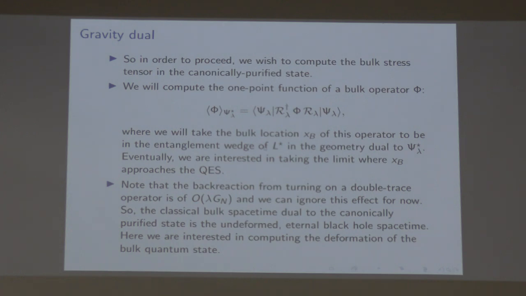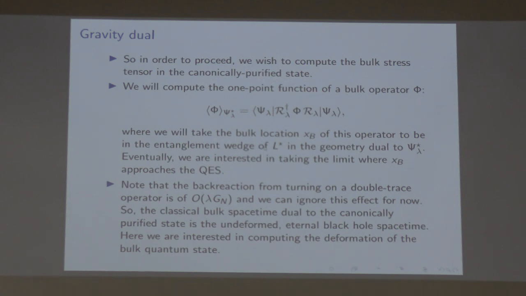Now, you could take this operator to be wherever you want. At the end of the day, I'm interested in the stress tensor at the quantum extremal surface, but I'm going to get there by taking a limit. For demonstration purposes, I take the position of this bulk operator to be on the L star side, namely the side where you're acting with this reflection operator, the side that's being canonically purified. And I'm going to take the limit as this operator approaches the quantum extremal surface. That's where I'm going to see the shock, not away from it. So I start with some operator on the L star side, and then take the limit as this operator approaches the quantum extremal surface. That's where the subtlety lies.